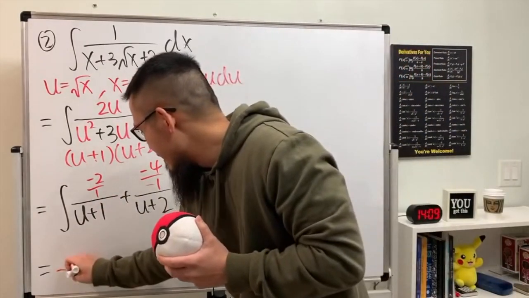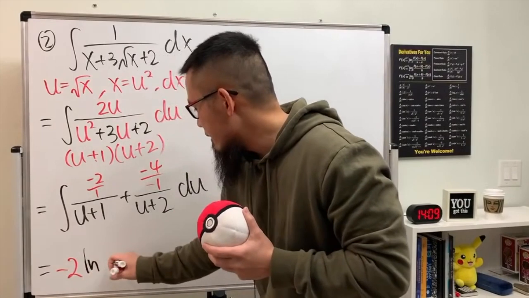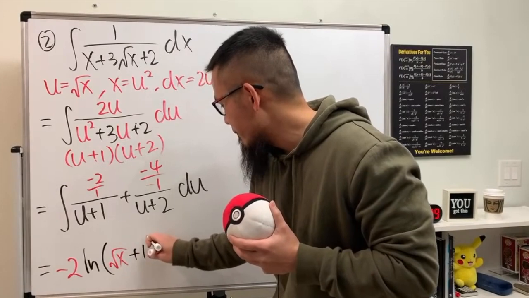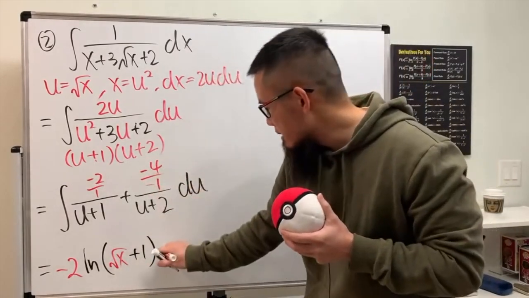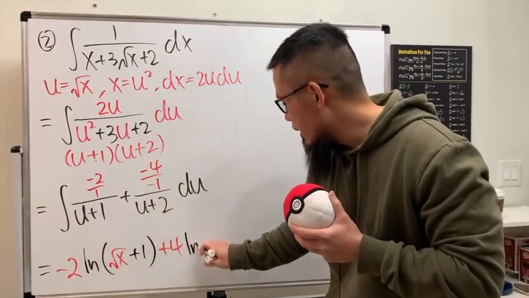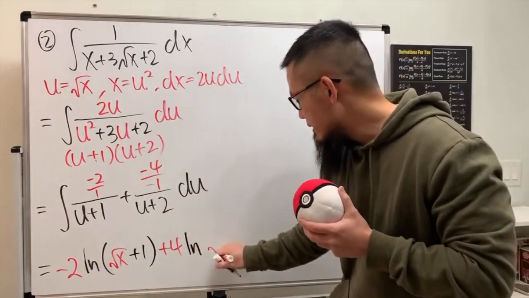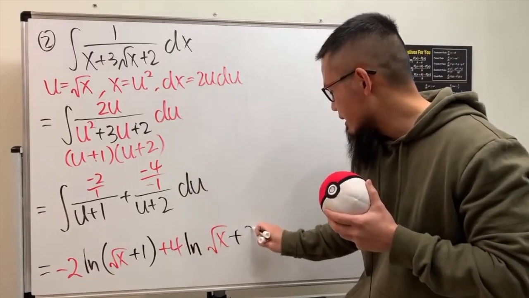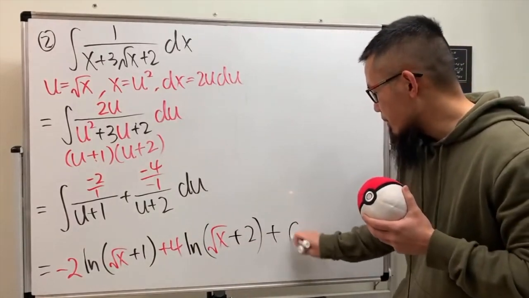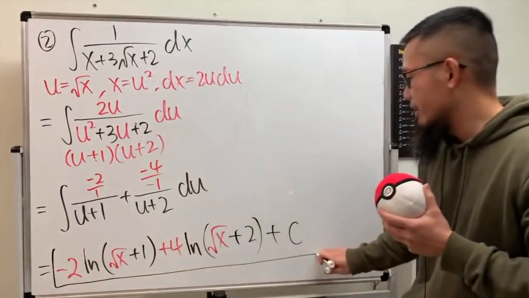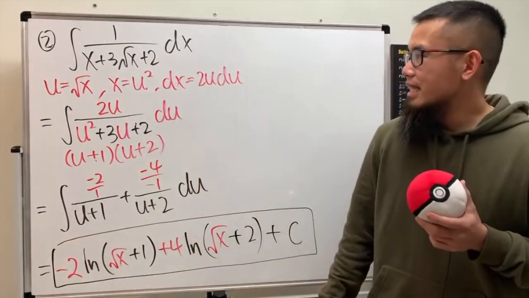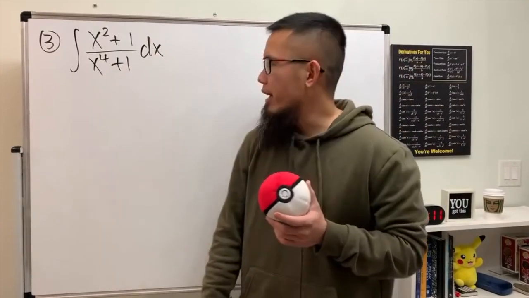So right here, this is -2 and then absolute ln, and then we put down parentheses, u is square root of x, and then we put down +1. And then this is going to be +4, and then integrate the u plus 2 on the bottom. We get ln, u is square root of x, and then we add 2 to it. Absolute value is not needed, so just parentheses, and then in the end, put down the plus c. This right here is it, right? So it's not so bad. Partial fractions for this.